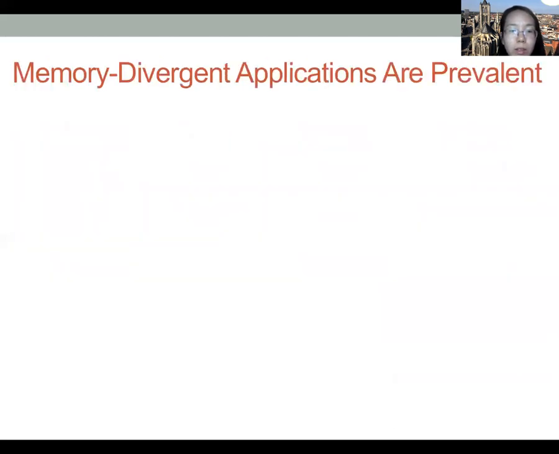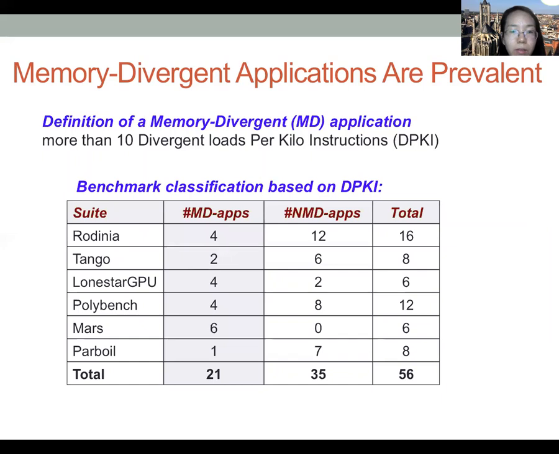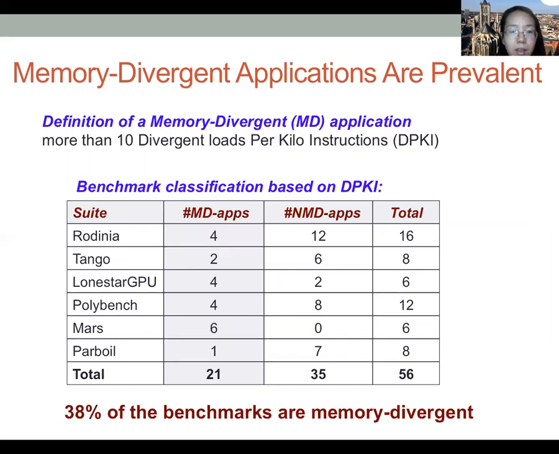Next, we point out the prevalence of memory divergent GPU applications. We define an application as memory divergent if it features more than 10 divergent loads per kilo instruction. In particular, a divergent load will generate multiple cache line accesses. We use NVIDIA's Visual Profiler tool to categorize several benchmarks, including Rodinia and Parboil, and find that 38% of the benchmarks are memory divergent. These applications typically have strided or data-dependent access patterns.